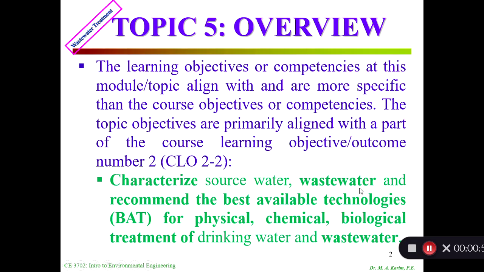So this is the overview, topic 5 overview. This will cover the learning outcome number 2. 2.2 means characterize wastewater and recommend the best available technologies for physical, chemical, and biological treatment of wastewater. Whereas 2.1 covered the water part of it.